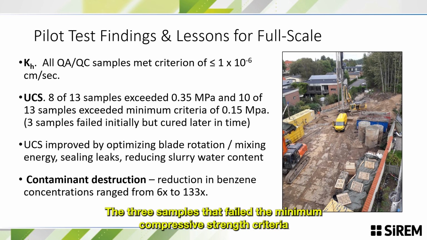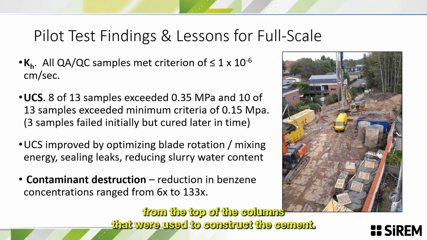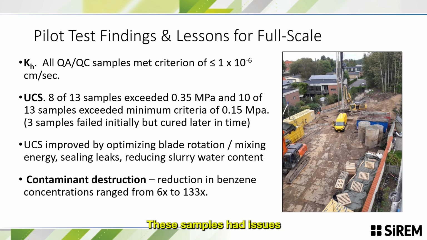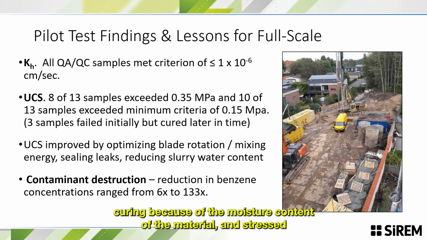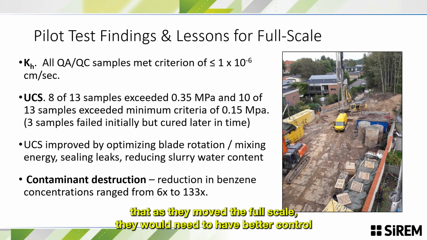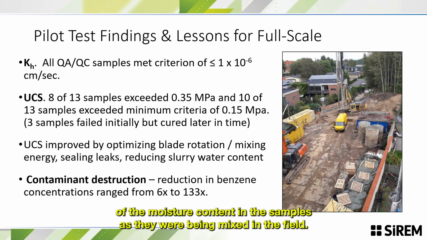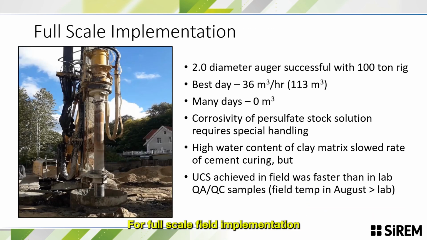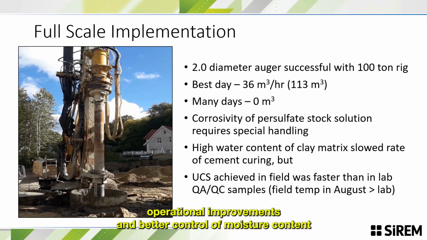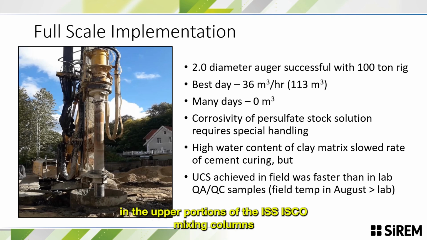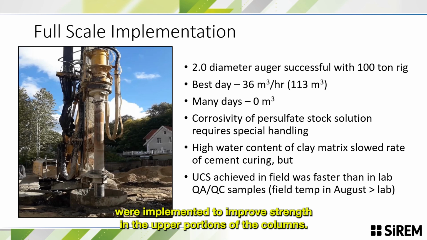The 3 samples that failed the minimum compressive strength criteria were all collected from the top of the columns that were used to construct the cement. These samples had issues curing because of the moisture content of the material and stressed that as they moved to the full scale, they would need to have better control of the moisture content in the samples as they were being mixed in the field. For full-scale field implementation, operational improvements and better control of moisture content in the upper portions of the ISS-ISCO mixing columns were implemented to improve strength in the upper portions of the columns.